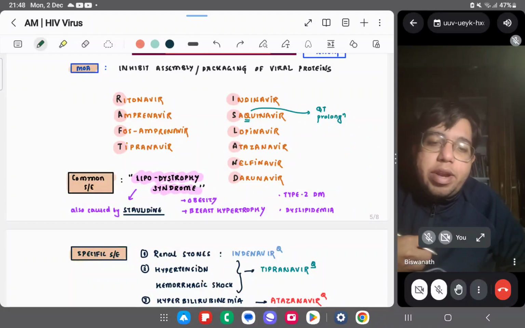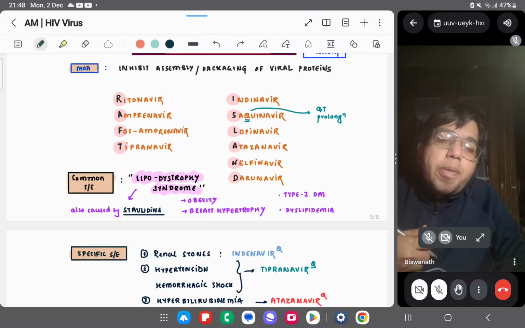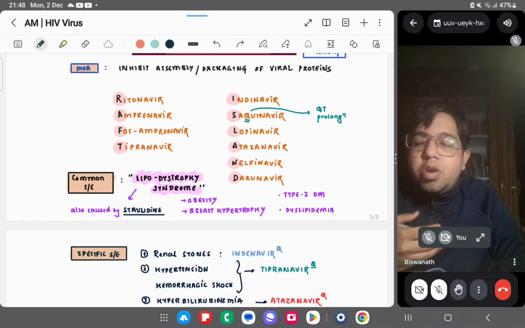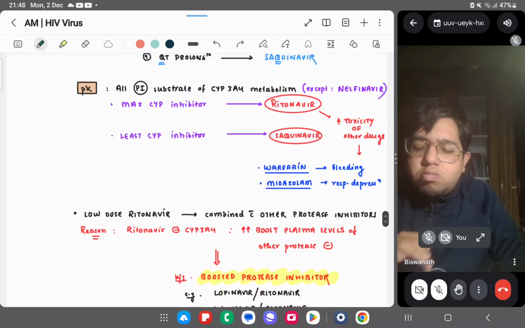And lopinavir and atazanavir. Lopinavir, you just remember that it can be combined with ritonavir to form the boosted protease inhibitor, right? And atazanavir, I told you, hyperbilirubinemia, that is jaundice and kernicterus. Nelfinavir you can skip, and darunavir you can skip also. Just not much important.